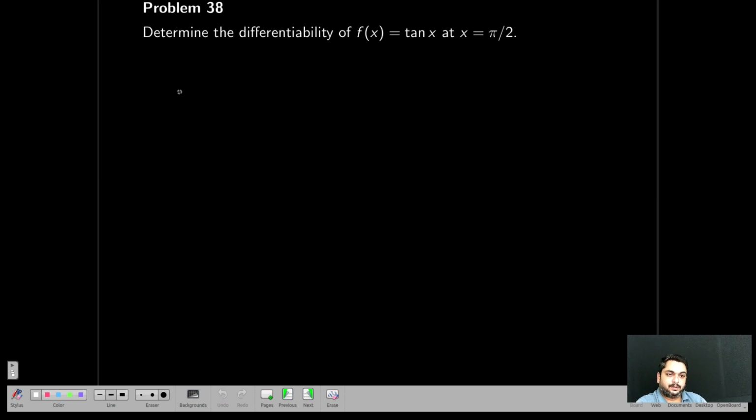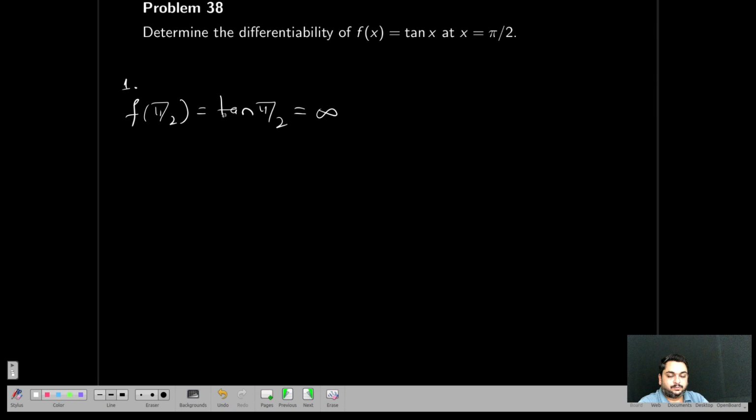Next, determine the differentiability of f of x equal to tan x at x equal to pi by 2. So let us check the continuity. The tan is a trigonometric function, but is it defined for the domain value pi by 2? Is it defined or not? We have to check. So f of pi by 2, if the function exists, that is equal to tan pi by 2. This is equal to infinity.